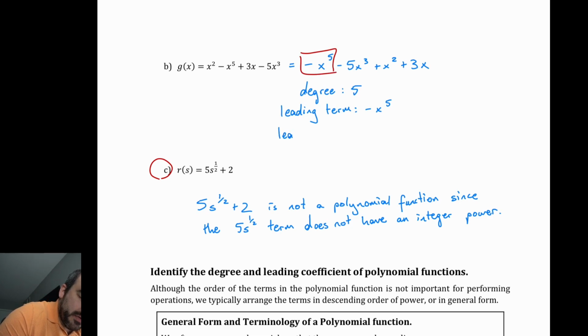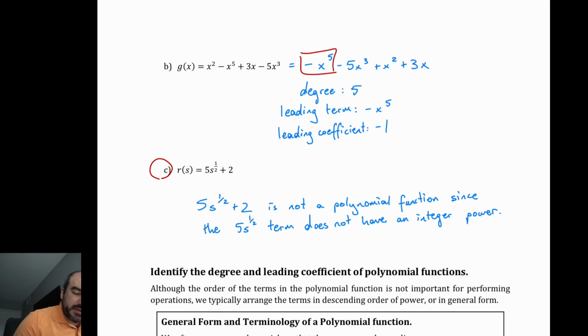And the leading coefficient is the whole number, or the real number in front of the variable in that leading term. So if I look at this leading term, the number in front of the x is a -1. So then my leading coefficient is a -1.